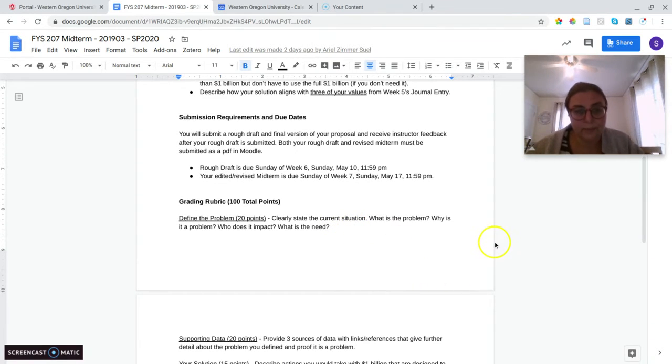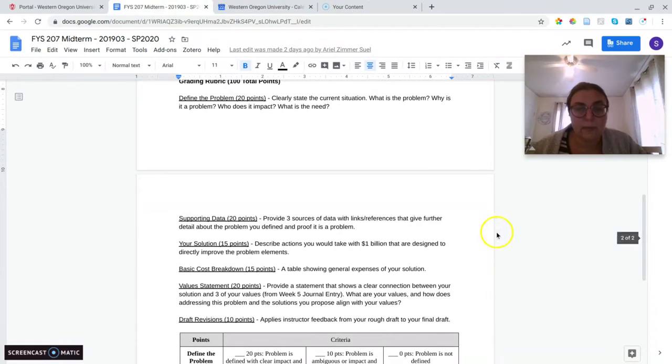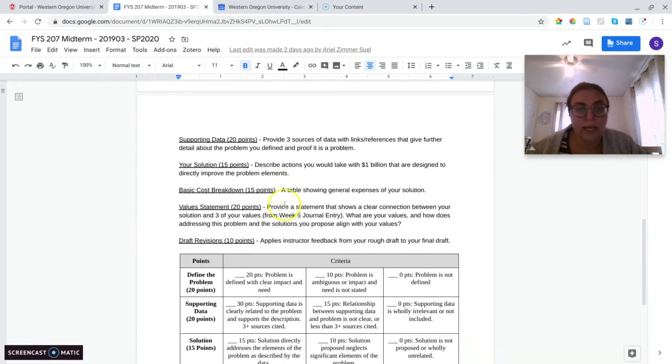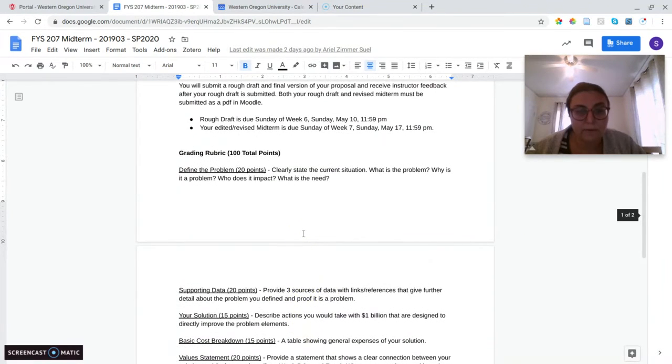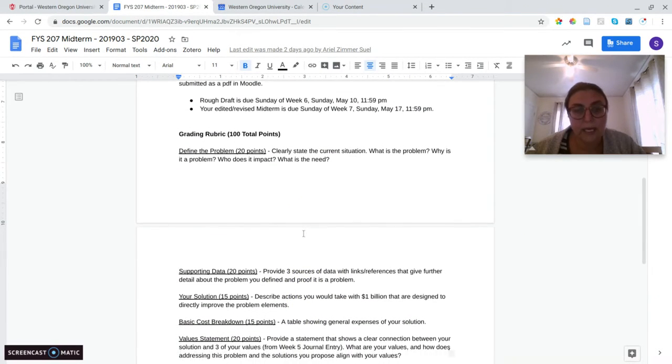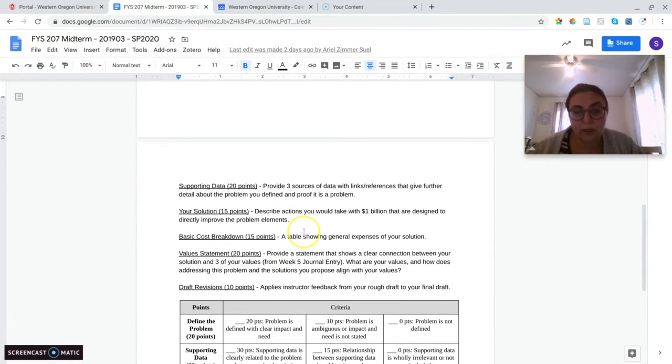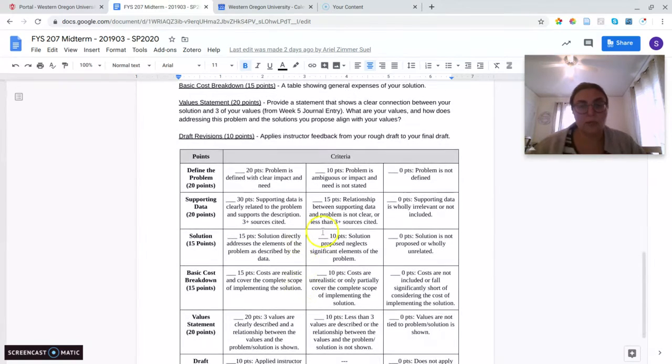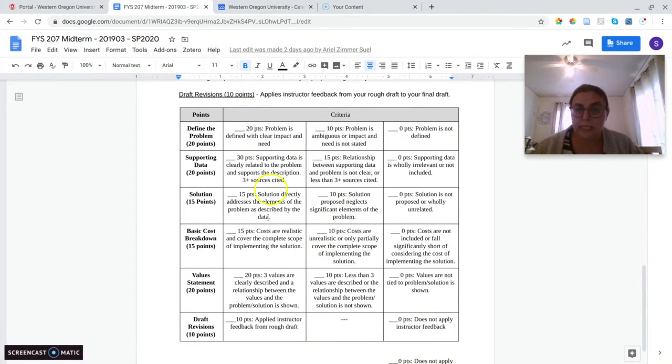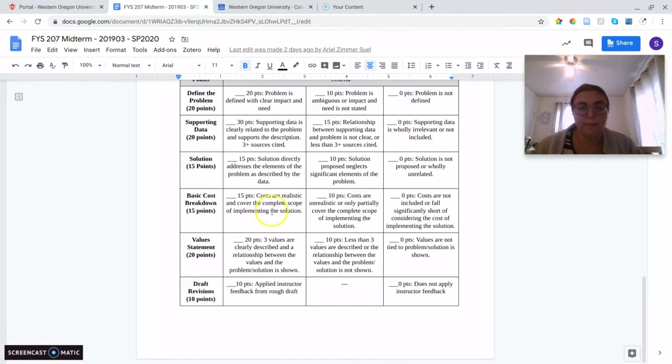This is really important. You'll be graded on what we discussed above: defining the problem, supporting data, your solution, your budget or your basic cost breakdown, your value statement, and applying your revisions. So here's our grading rubric. Please take a look at it before Tuesday.